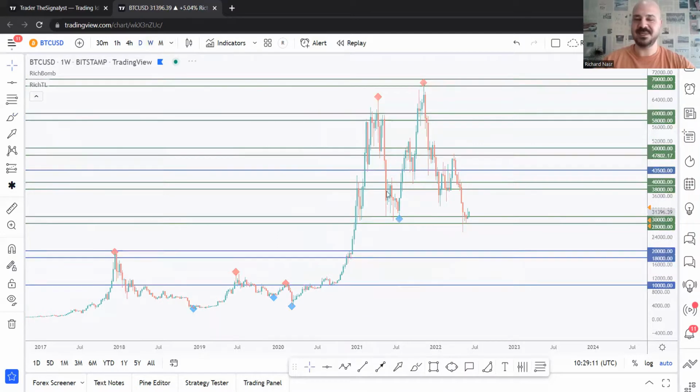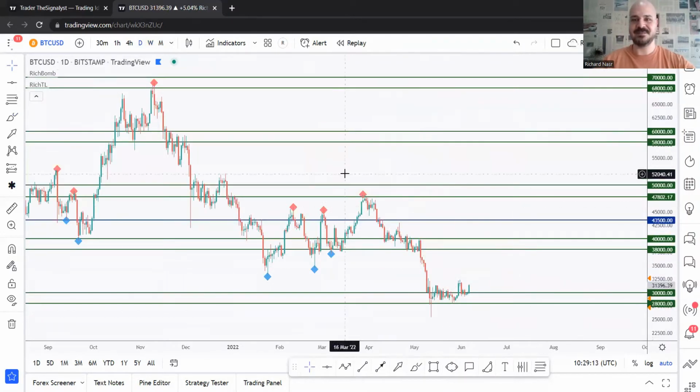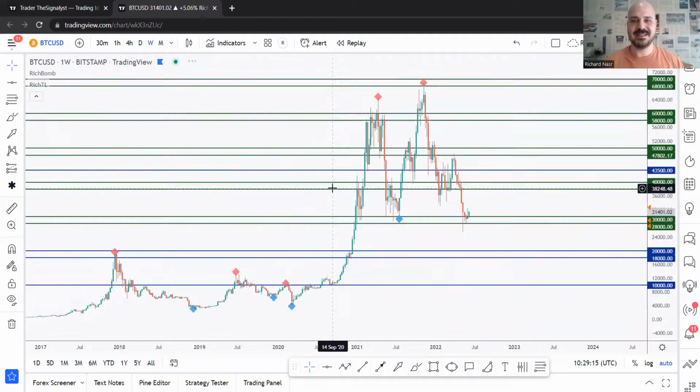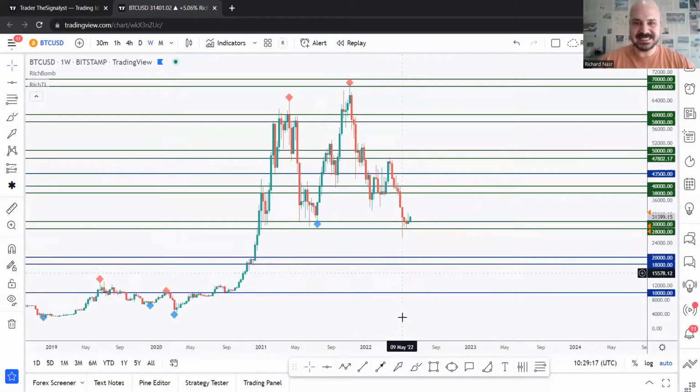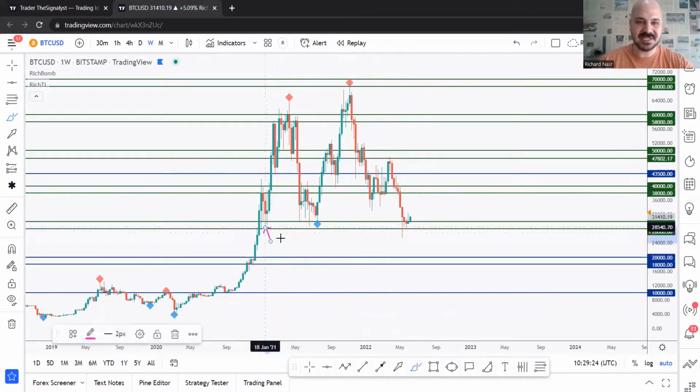So now if you zoom into the daily time frame, you can see it very clearly. That's basically it. We can clearly see that price has been rejecting the 28-30K zone pretty well. We've got multiple rejections from here, big wicks, and you can see lately that we've got this wick.